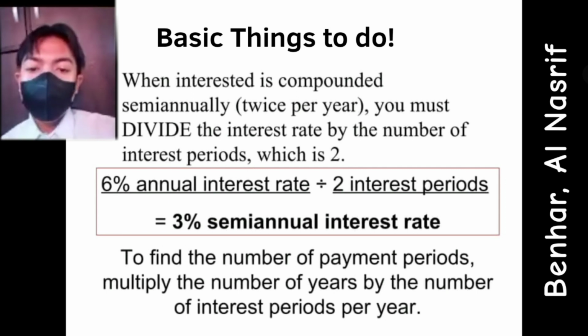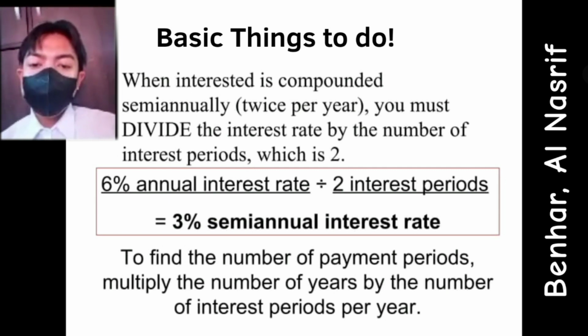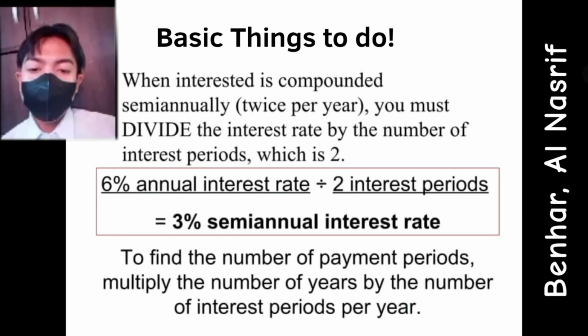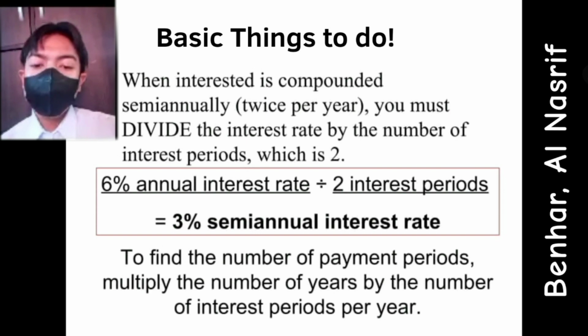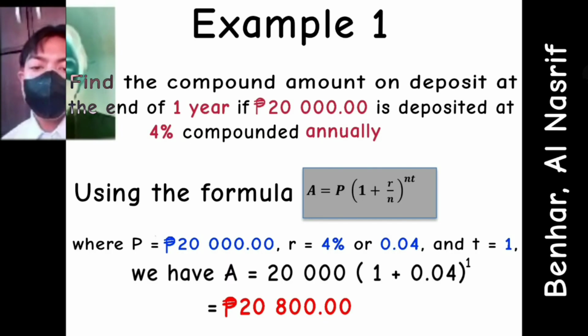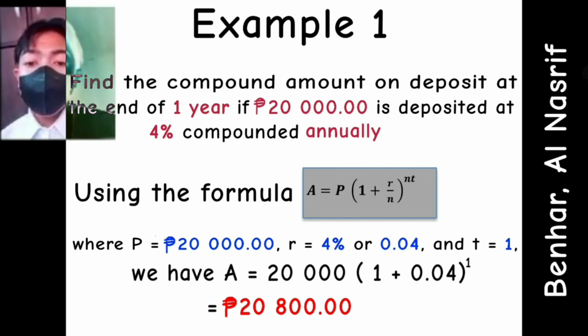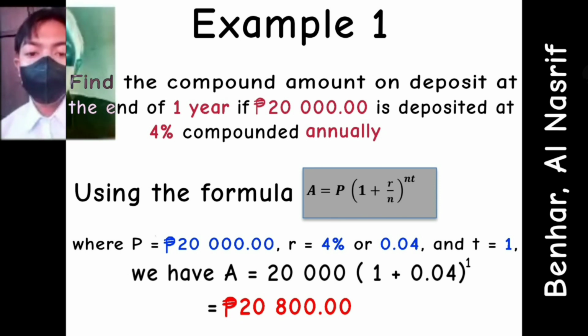6% interest over 2 interest periods is equal to 3% semi-annual interest rate. To find the number of total periods, multiply the number of years by the number of interest periods per year. Example: use the formula to get the amount at the end of 1 year.